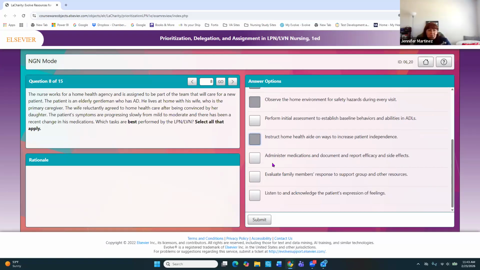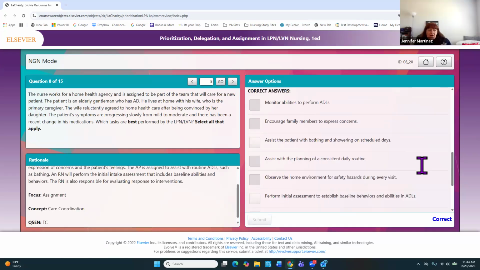Administer medications and document and report efficacy and side effects. Yes. Evaluate family members' response to support group and other resources. Do we evaluate independently? All right. And then listen to and acknowledge the patient's expression of feelings. All right. Let's see. How did we do? Good job. So yes, absolutely.